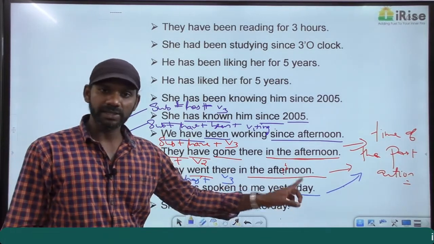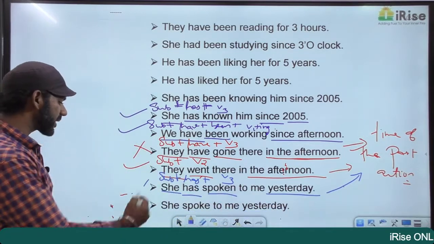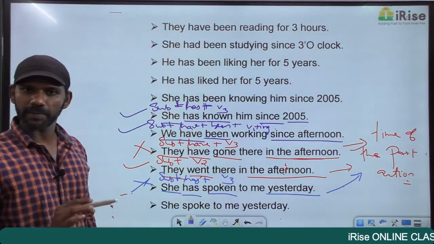The time of the past action is mentioned here. We cannot use present perfect. This statement is grammatically wrong.